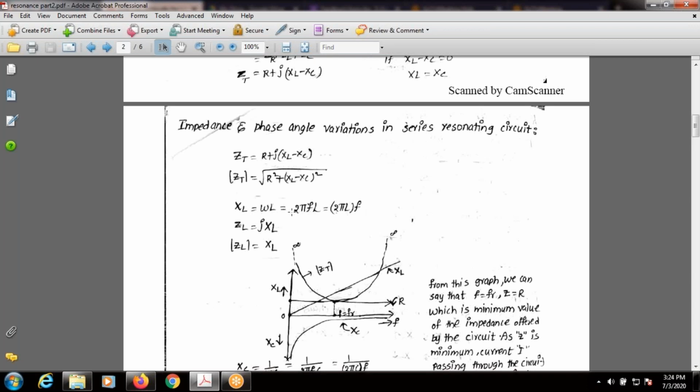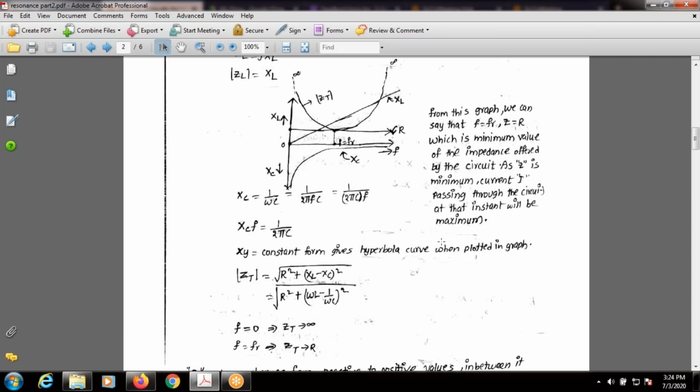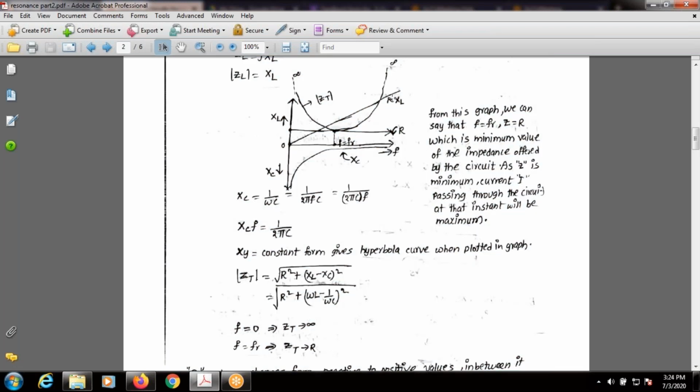Then substitute here omega is equal to 2 pi f. Then this graph, observe this one. Here the x-axis is the frequency, and the y-axis is XC below the 0 axis and XL above the 0 axis. Now observe here, suppose there is a straight line passing through the origin. That is the XL.